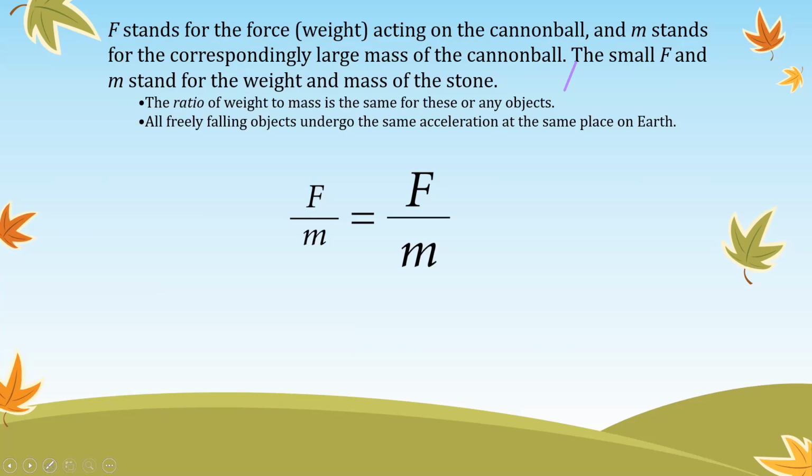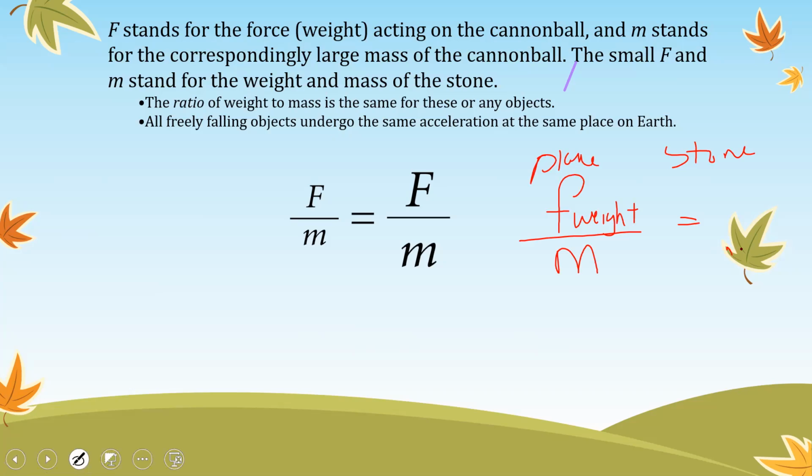So here, as I told you, not a cannonball, let's say that we have an airplane, and there's a stone. The mass of the plane is very large, so its weight will be very large. And the mass of the stone is very small, so its weight will be very small. But the ratio of the weight of the plane to its mass equals the ratio of the weight of the stone to its mass, which equals 10.